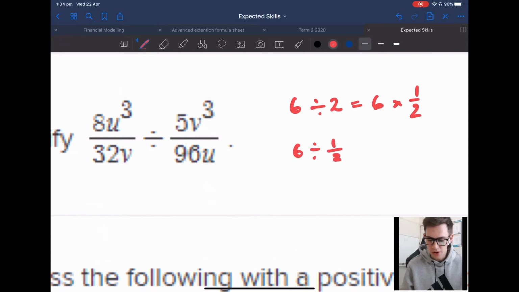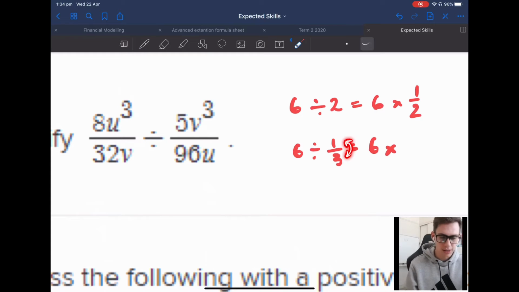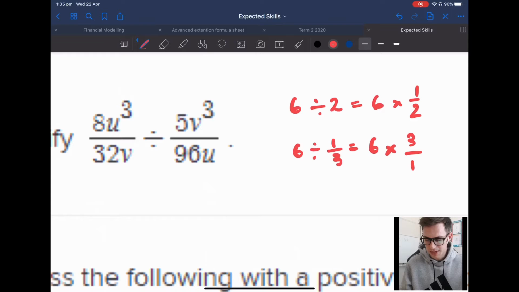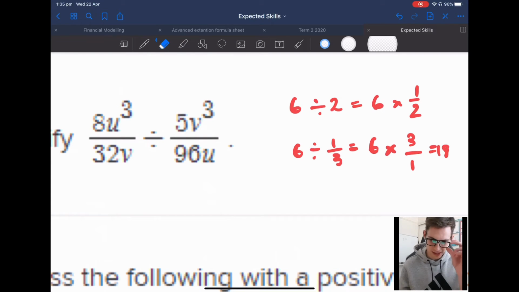So if I was doing like 6 divided by, let's say like 1/3, when you divide by a fraction, it's actually going to get bigger. So that's the same thing as 6 times, and if I was to flip 3 over 1, get the reciprocal, 1 over 3, I would end up with 3 over 1, or just 3, which would get me an answer of 18. So it's actually bigger. So that's the main idea here.